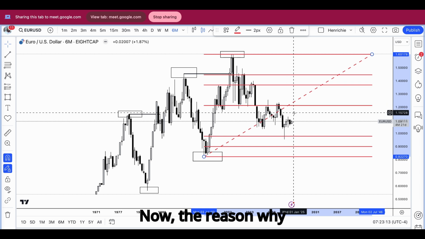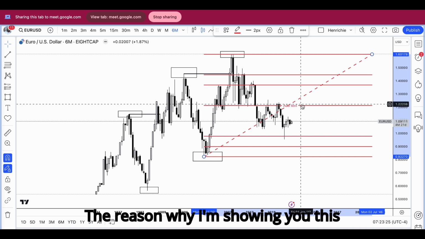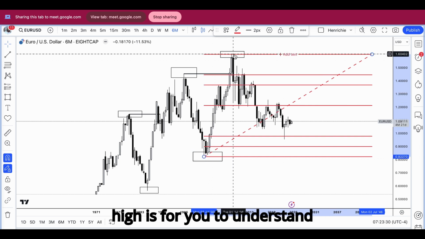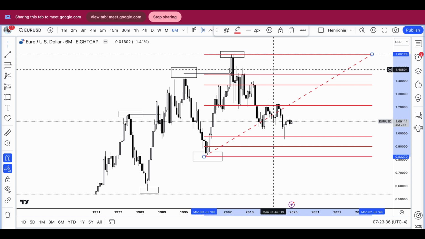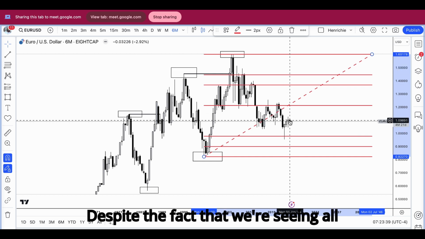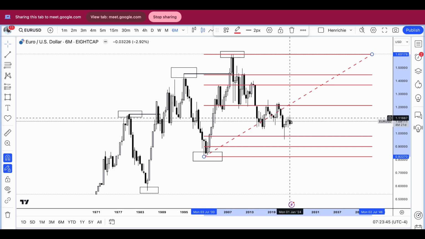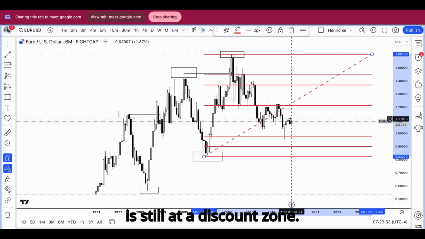Now, the reason why I'm showing you this Fibonacci right here from the low to the high is for you to understand that we are at a discount zone. Despite the fact that we're seeing all these fluctuations in the market for euro US dollar going up and down and up and down, we are still at a discount zone. Price is still at a discount zone.